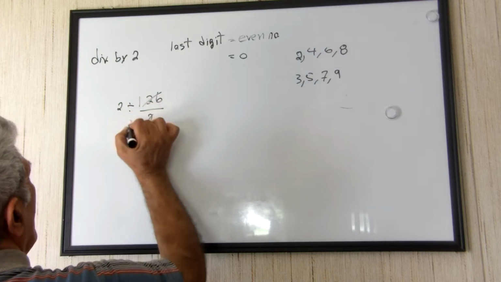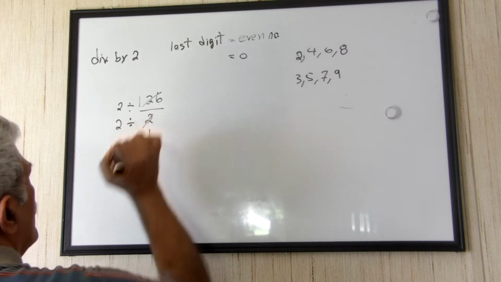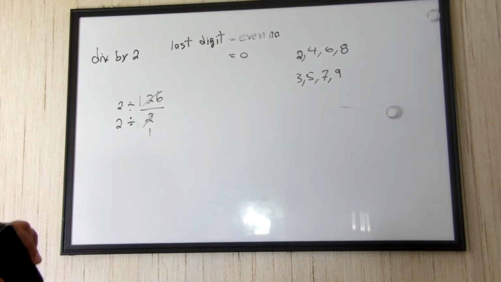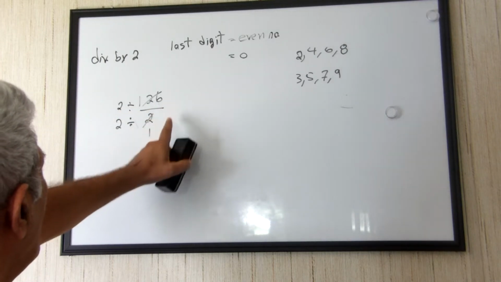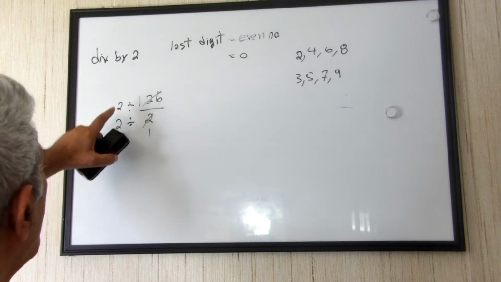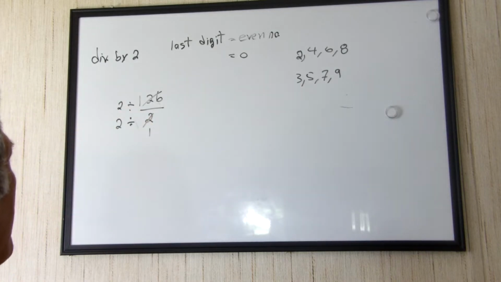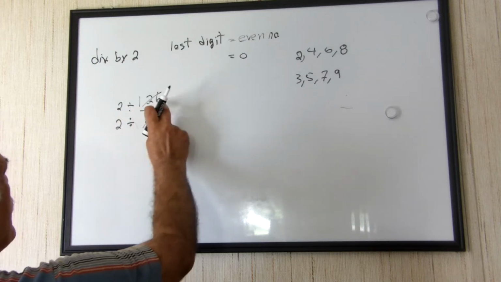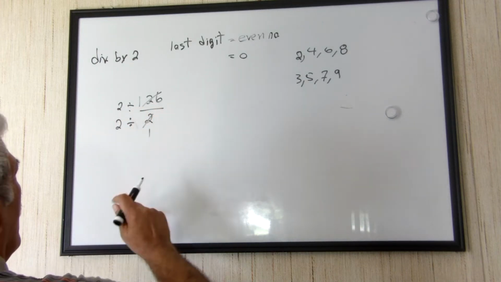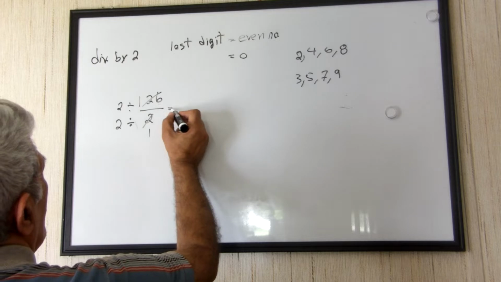You know, when you want to simplify a fraction, both the denominator and numerator have got to be divided by that number. We cannot just divide this one by 2 and then the other one. This is wrong.